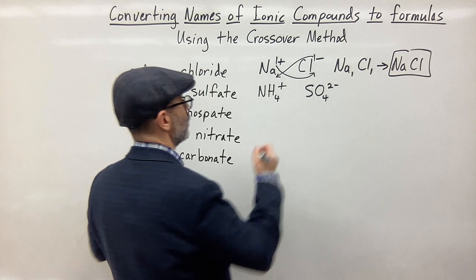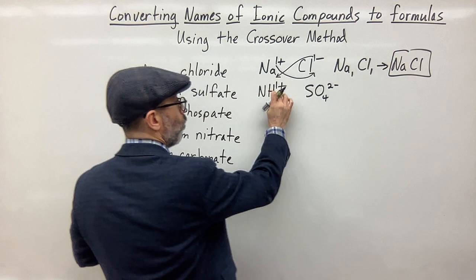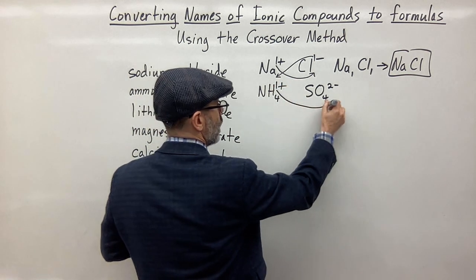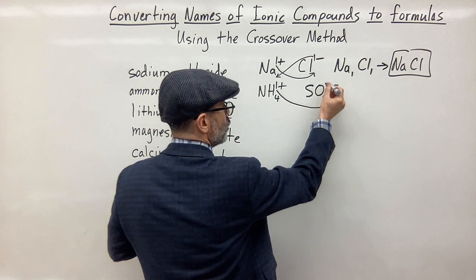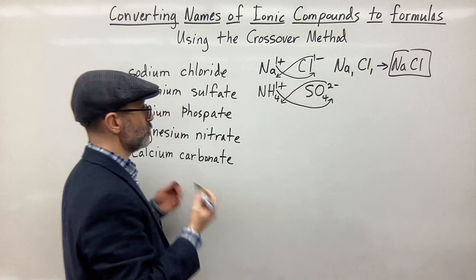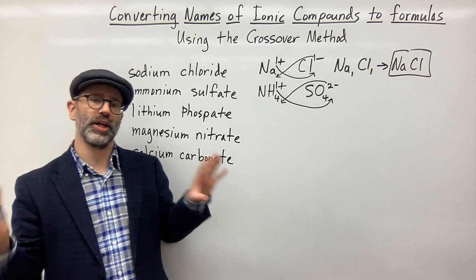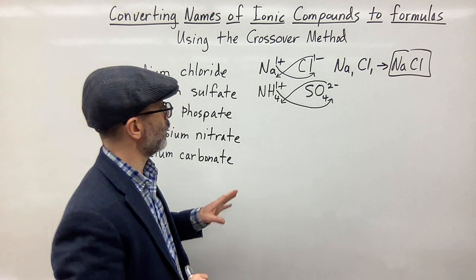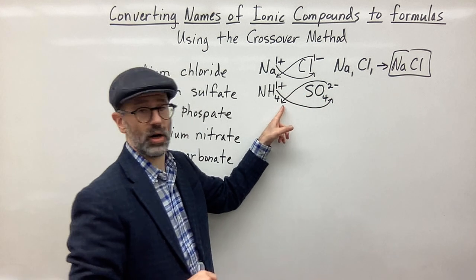So again, I'm going to write the 1 here just so you understand what's going on. So I'm taking the 1 and I am going to write it as a subscript here for the sulfate. And I'm going to take the 2 and write it as a subscript for the ammonium. And notice I'm ignoring the charges. I'm not writing charges or anything like that.